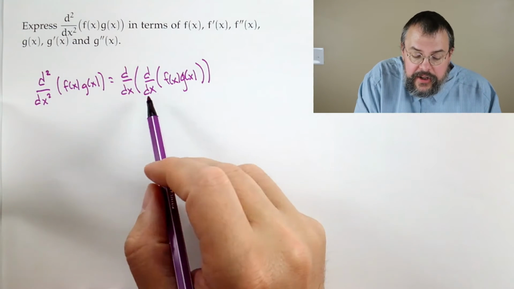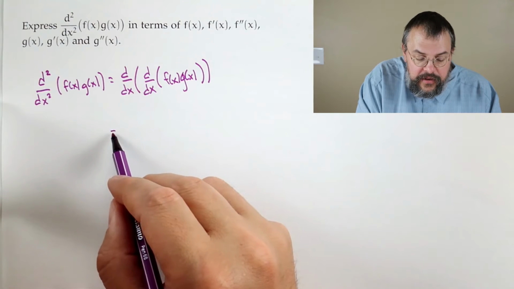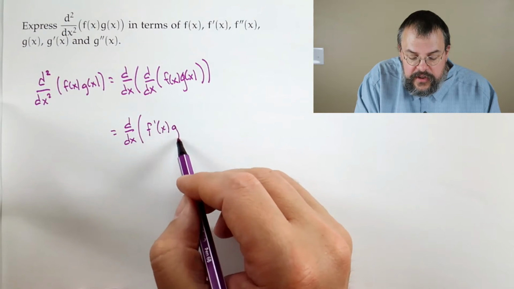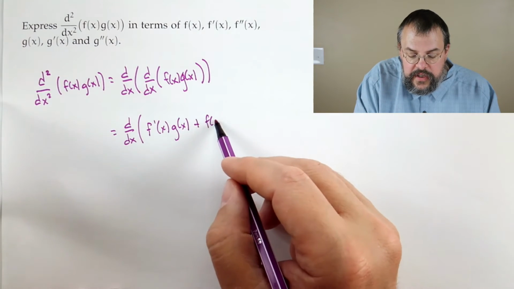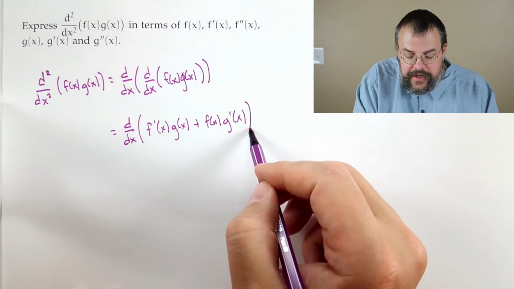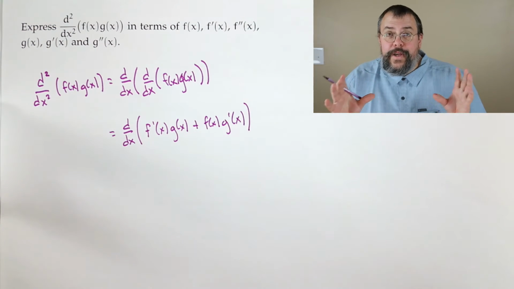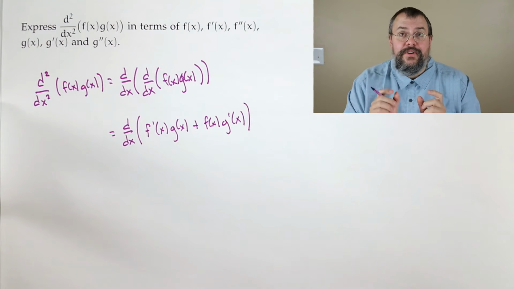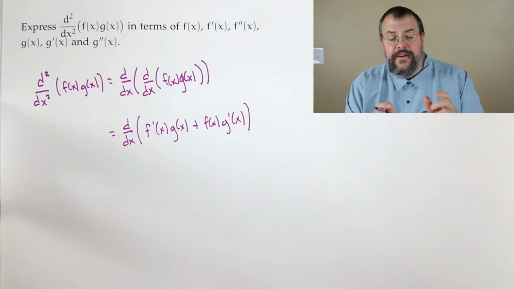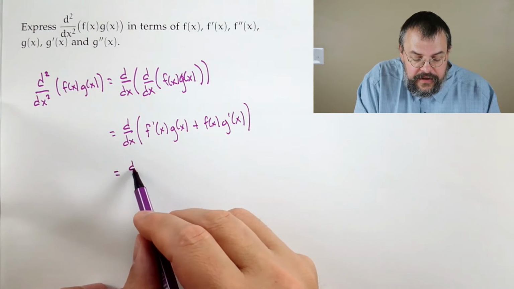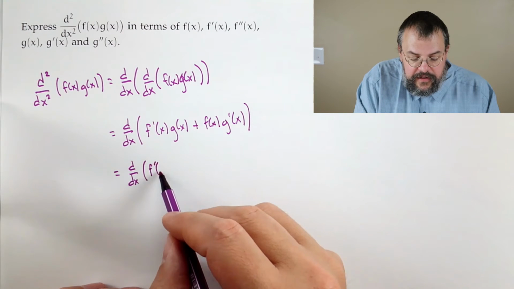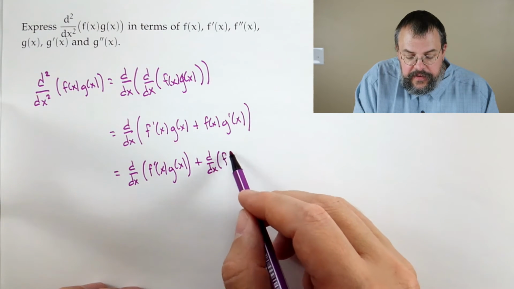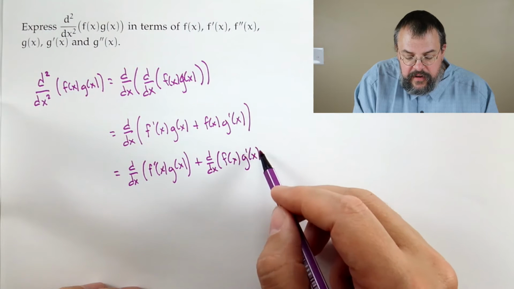So we can say, hey, I know how to take the derivative of f times g. So that's the derivative of, take the derivative of the first, f prime of x, g of x, plus the first times the derivative of the second. All right, good. Now, we come to our next step. It's the derivative of two things being added together. So what we can do is take the derivative of one and add it to the derivative of the other. So that is the derivative of f prime of x times g of x plus the derivative of f of x times g prime of x.